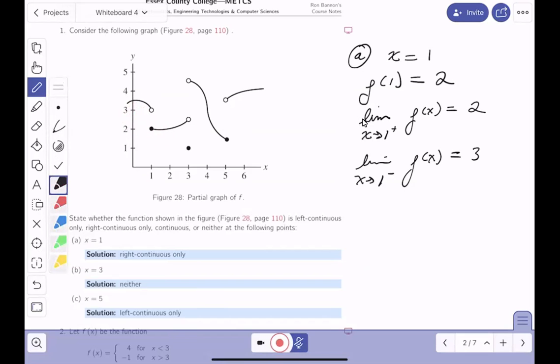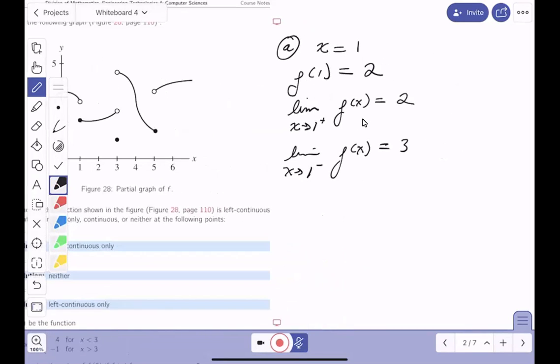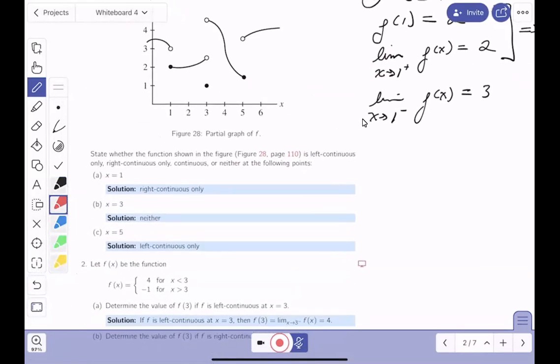So what am I going to say over here? Looking at it, certainly it's not continuous at 1, clear as day, but it's right continuous. So how do I know that? This information here is telling me it's right continuous. I would recommend you look at the key and make sure they have written down the same. Got it. All right, let's go to the next one, which is B.